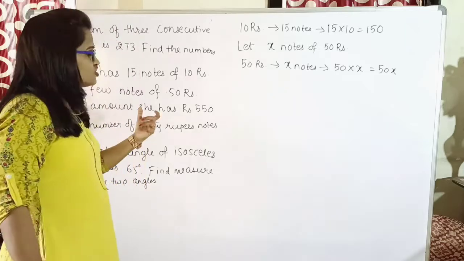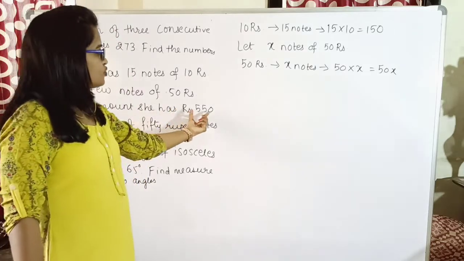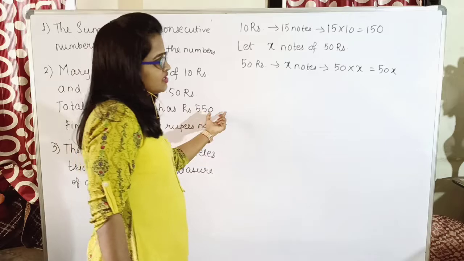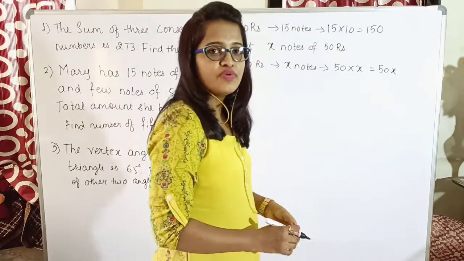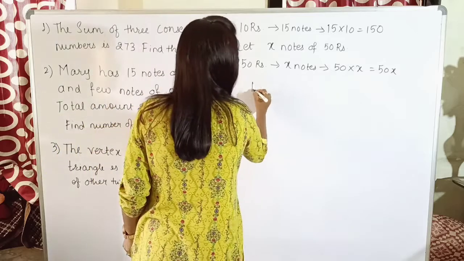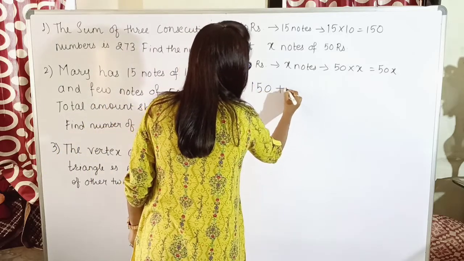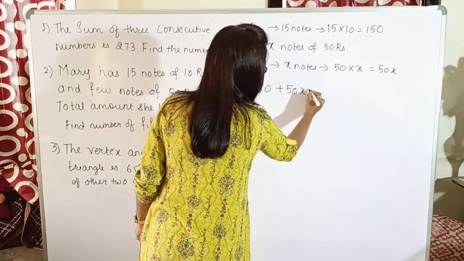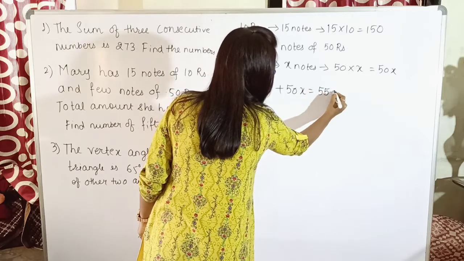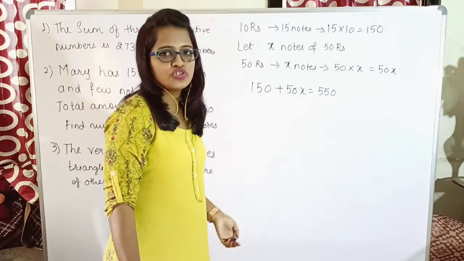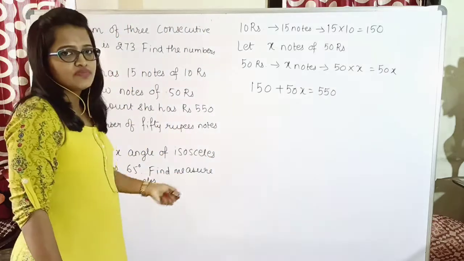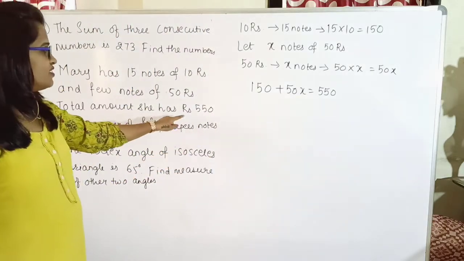But the total amount she is having is how much? Rupees 550. It means the addition of these two will be how much? It will be 550 rupees, isn't it? So 150 plus 50x is nothing but 550 rupees, because this is the amount of 10 rupee notes she is having, this is the amount of 50 rupee notes she is having, and the total of them will be the amount which she is having with her.